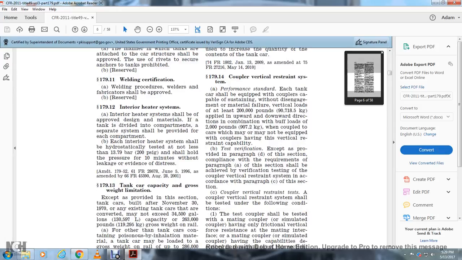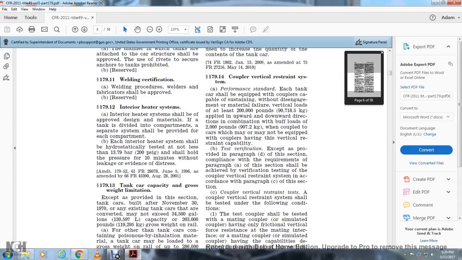All right, coupler vertical restraint system. Performance standard: each of the tanks shall be equipped with a coupler capable of sustaining, without disengaging or material failure, vertical loads of 200,000 pounds applied in upward and downward directions in combination with buff loads of 2,000 pounds when coupled with cars which may or may not be equipped with couplers having vertical restraint capability.